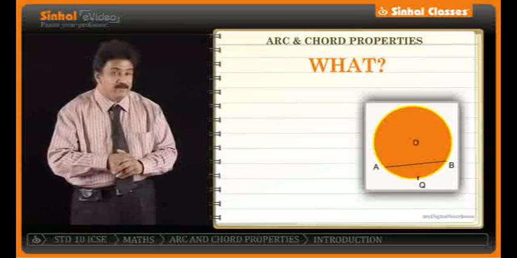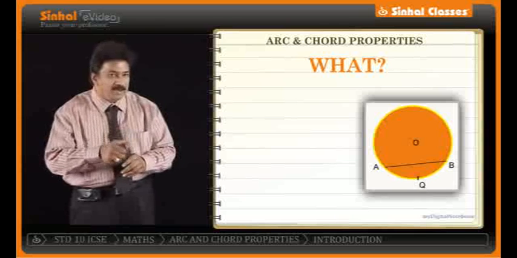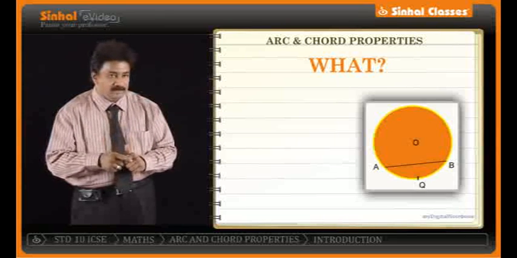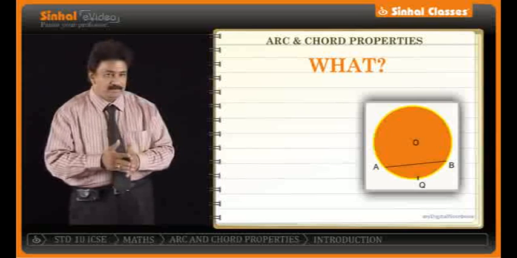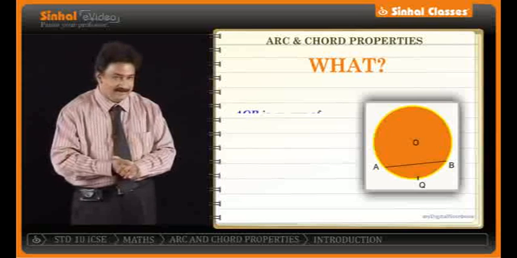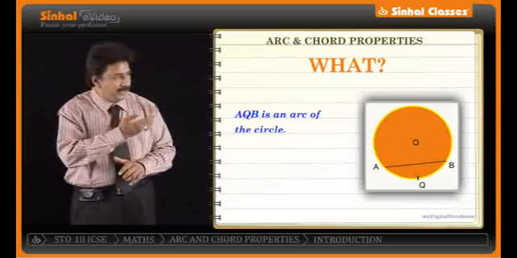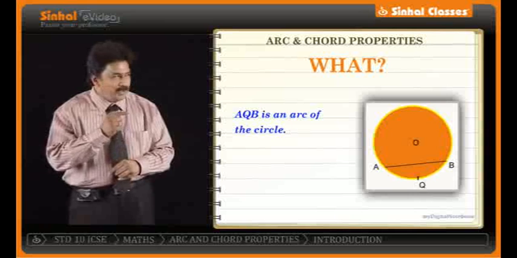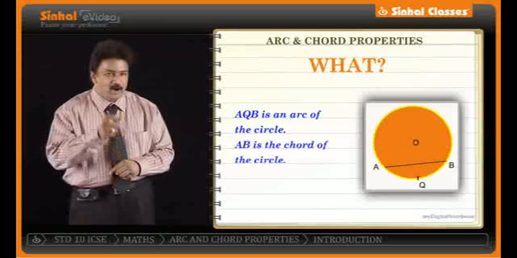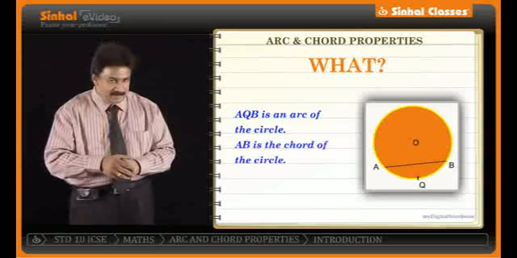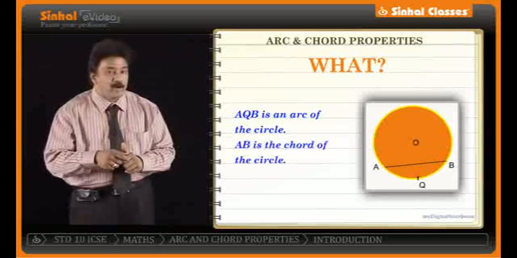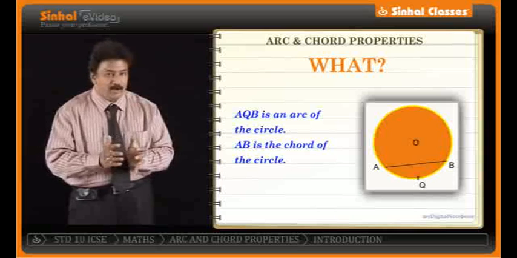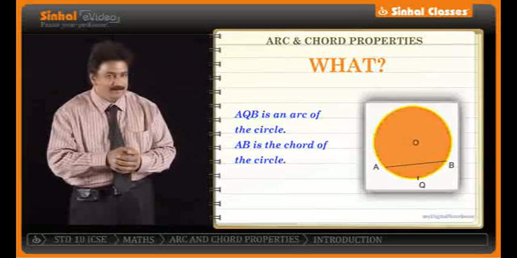A portion on the circumference, a part on the circumference, a segment on the circumference, is known as an arc of the circle. So AQB is the arc of the circle. And if I join the points A and B, I get a chord AB. So an arc is converted into a chord the moment there is a segment joining the points A and B. So now you understood what is an arc and what is a chord.